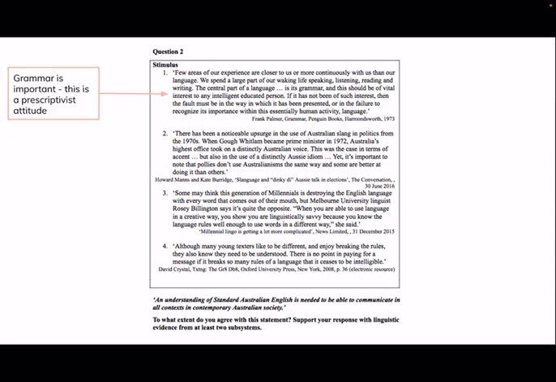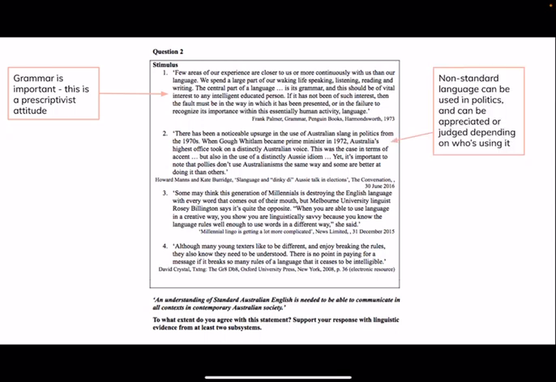So here we've got an example of Gough Whitlam being allowed to use these terms and it being accepted, but there's also a clue where it says Pollies don't use Australianisms the same way and some are better at doing it than others. That gives us a clue that it might be interesting to try and find an example of a politician using an Australianism and being judged for it. Okay, so this is saying that non-standard language can be used in politics and can be appreciated or judged depending on who's using it.